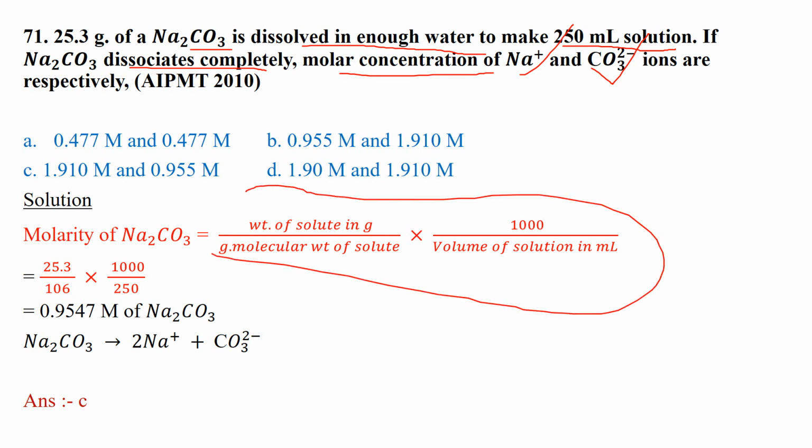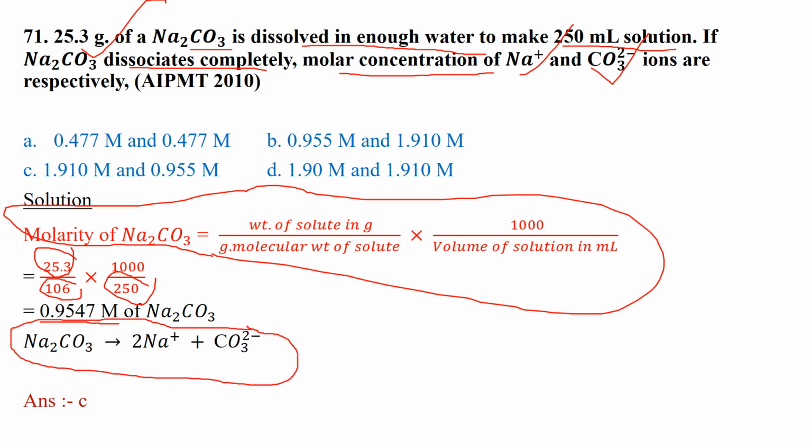Here is the formula, right? We have already discussed this formula. Then 25.3 is the weight of sodium carbonate, 106 is the molecular weight of sodium carbonate, and 250 is the volume. Then the concentration will be 0.9547 molar sodium carbonate. Then in aqueous solution, this sodium carbonate will go through ionization. So sodium carbonate will get ionized to give 2 Na plus and 1 carbonate ion.